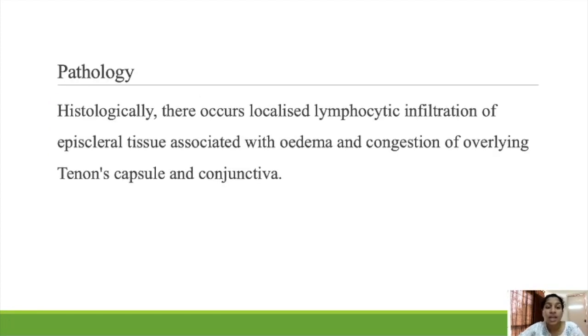Pathology. Histologically, there occurs localized lymphocytic infiltration of the episcleral tissue, associated with edema and congestion of the overlying Tenon's capsule and conjunctiva. So there is an infiltration of lymphocytes into the episclera, and that leads to edema and congestion of the overlying Tenon's capsule and conjunctiva also. So this is the pathology of episcleritis.